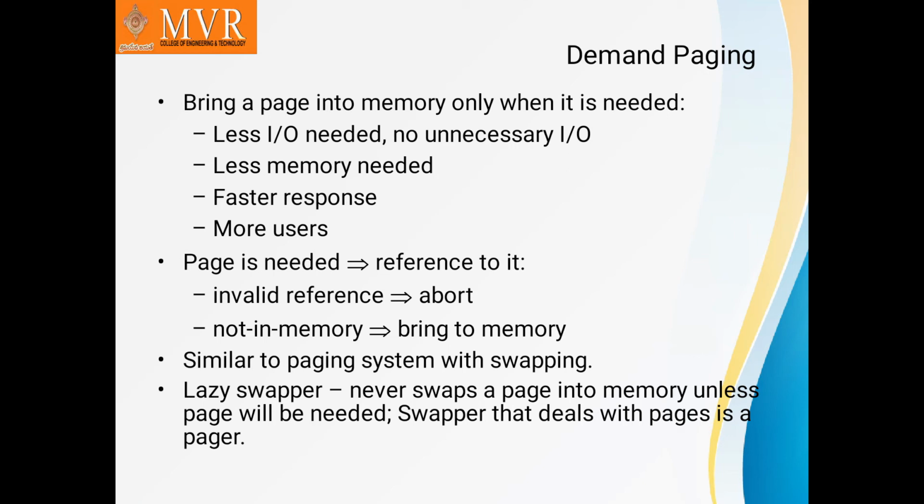So when we use demand paging, less input output is needed, no unnecessary input output, less memory needed, faster response, more users. And a page is needed means there is a reference to it. Invalid reference means abort, just leave it. Not in memory means bring it to memory. Similarly, in a paging system with swapping, a lazy swapper never swaps a page into memory unless the page will be needed, and the swapper deals with the pages.